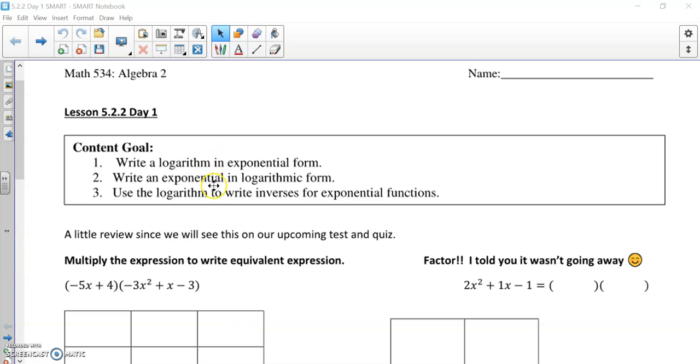Hey guys, welcome to lesson 5.2.2 day 1. We are going to continue working with logs, logarithms, and just kind of practicing our skills with those.